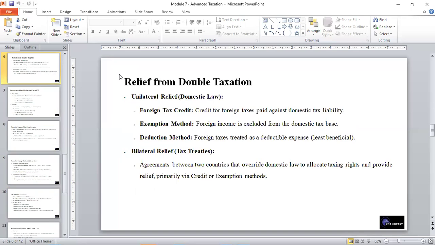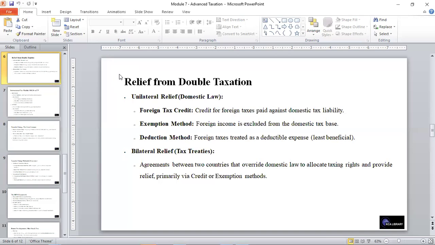There are reliefs from double taxation, and this can be explained in two main categories. The first is unilateral relief, which is domestic law. And this deals with foreign tax credits, that is credits for foreign tax paid against domestic tax liabilities. We also have the exemption method of relief, where the foreign income is excluded from the domestic tax base. And we have the deduction method, which deals with foreign taxes treated as deductible expenses.